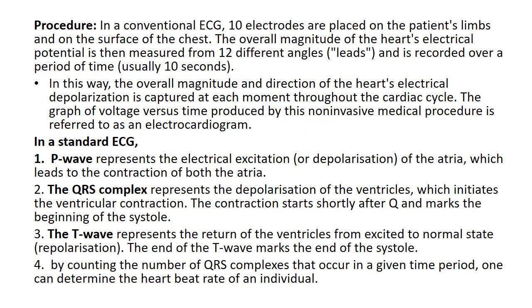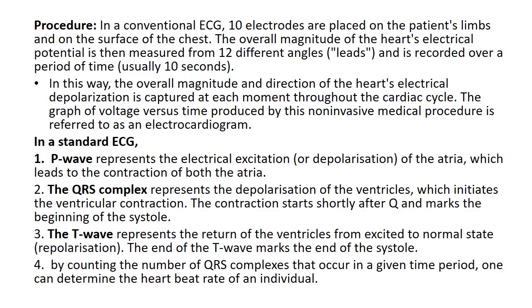Procedure of the ECG. So 10 electrodes are placed on the patient's limbs and the surface of the chest. The overall magnitude of the heart's electrical potential is then measured from 12 different angles and is recorded over a period of time, usually 10 seconds. In this way, the overall magnitude and direction of the heart's electrical depolarization is captured at each moment throughout the cardiac cycle. The graph of voltage versus time produced by this non-invasive medical procedure is referred to as the electrocardiogram.